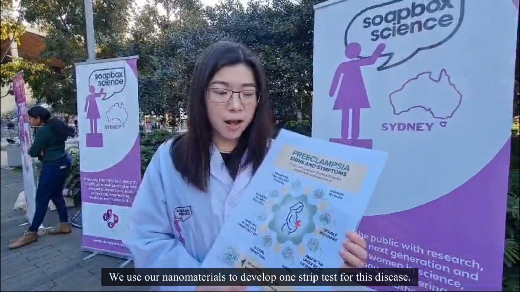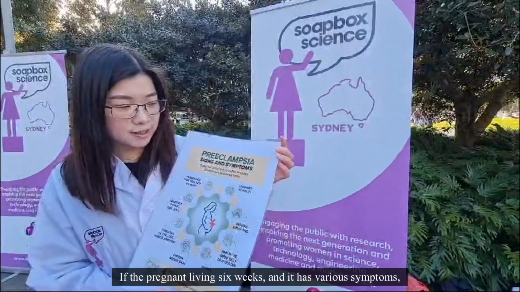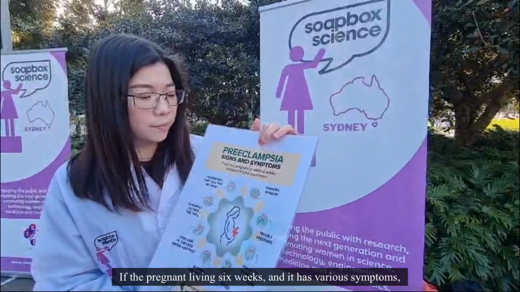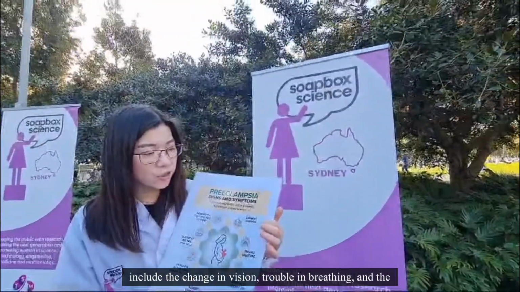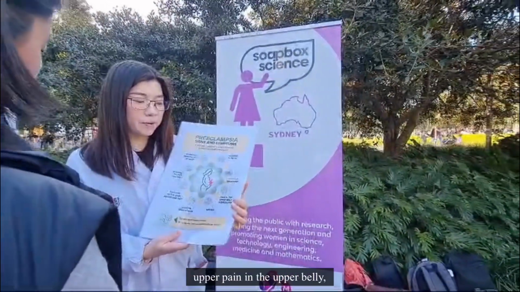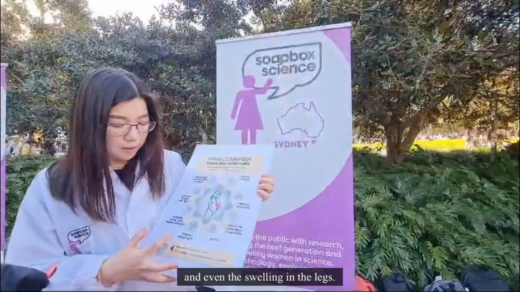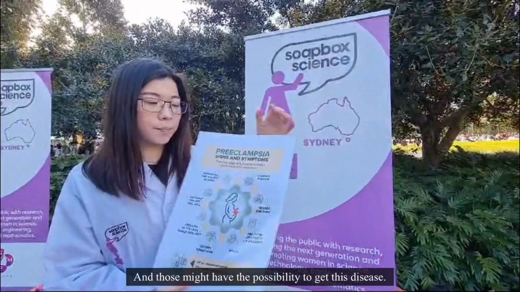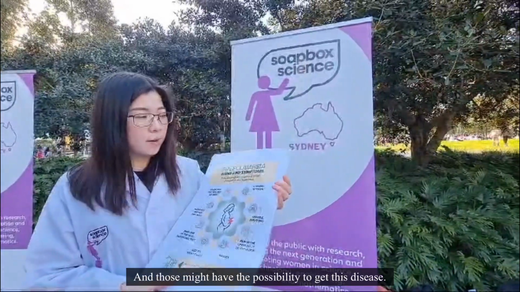We use our nanomaterials to develop one strip test for this disease. If a pregnant woman is past 6 weeks and has various symptoms, including changes in vision, trouble in breathing, pain in the upper belly, and even swelling in the legs, she might have the possibility of getting the disease.